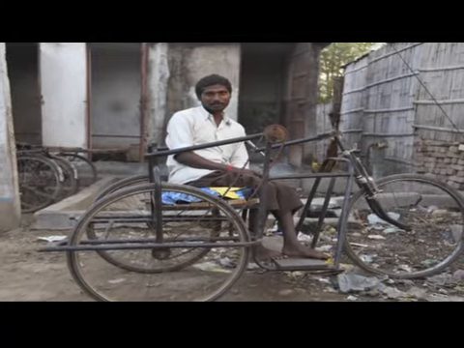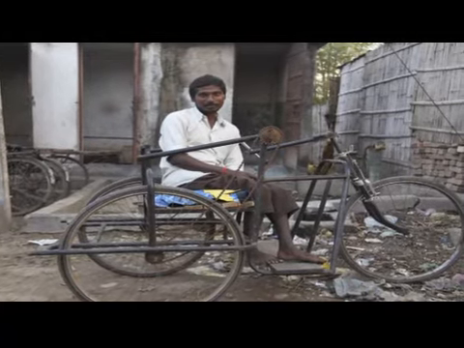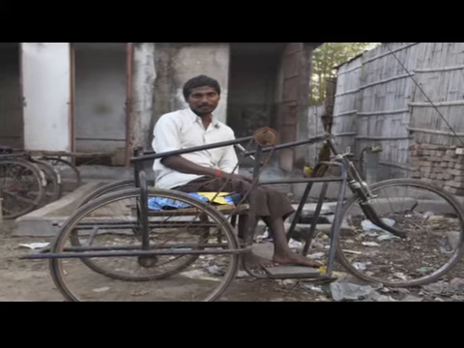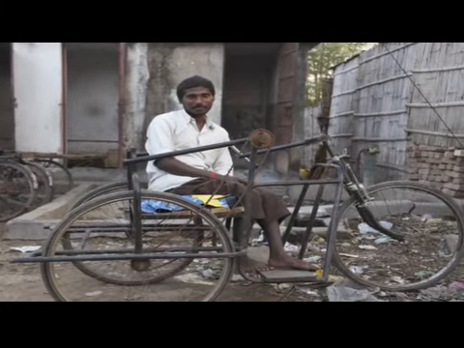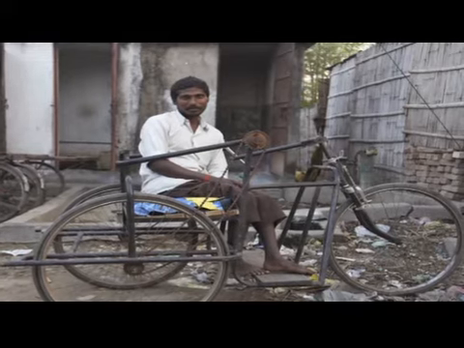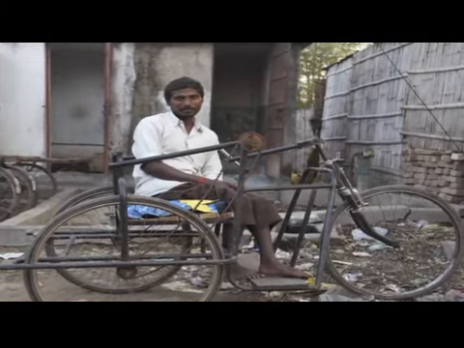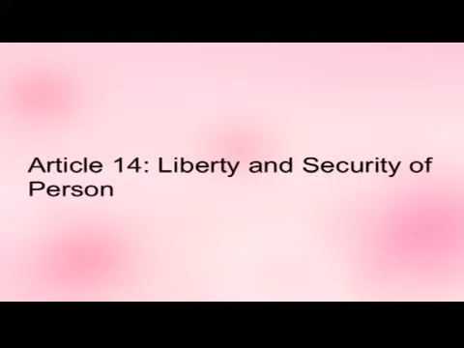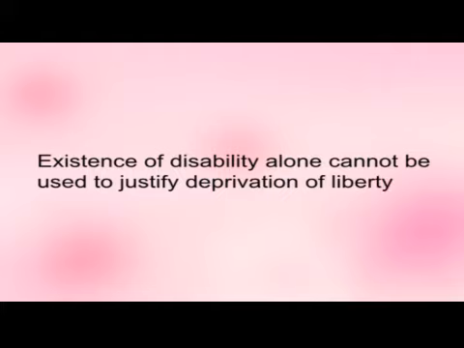Article 13, Access to Justice. People with disabilities have the right to effective access to justice on an equal basis with others, including through the provision of appropriate accommodations. Article 14, Liberty and Security of Persons. People with disabilities have the right to liberty and security of persons on an equal basis with others. Existence of disability alone cannot be used to justify deprivation of liberty.